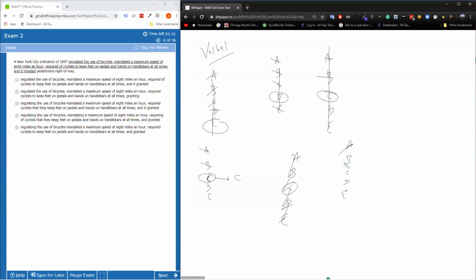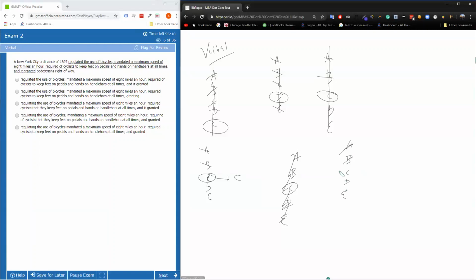A New York City ordinance of 1897 regulated the use of bicycles, mandated a maximum speed of 8 miles an hour, required cyclists to keep feet on pedals and hands on handlebars at all times, and granted pedestrians right of way. So again, this is not parallel.